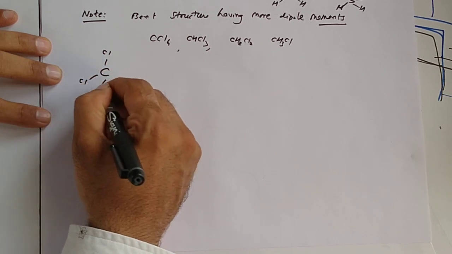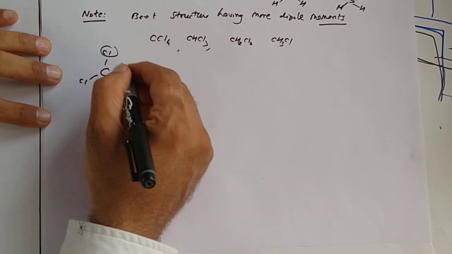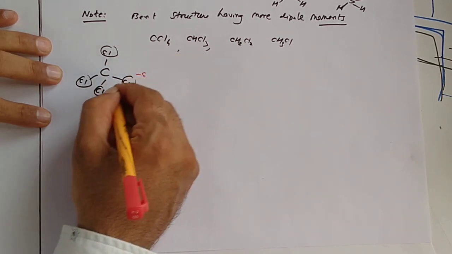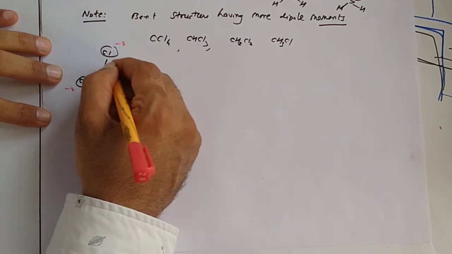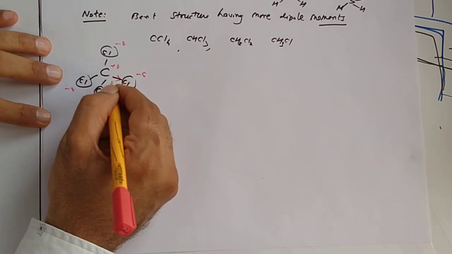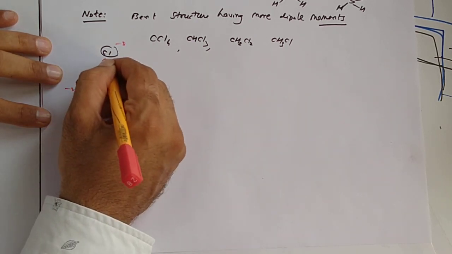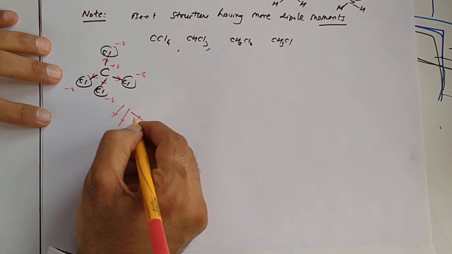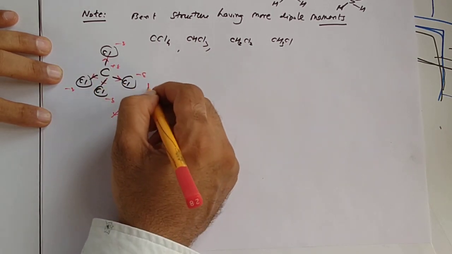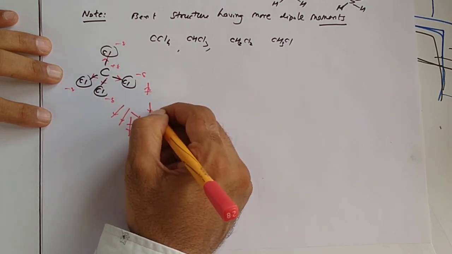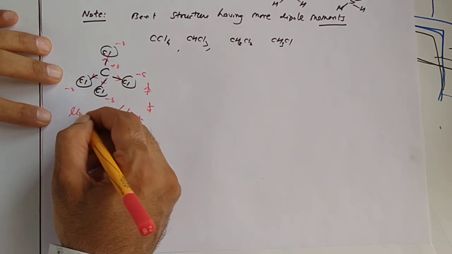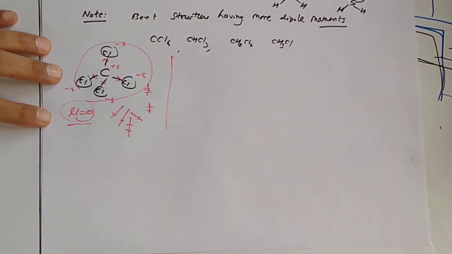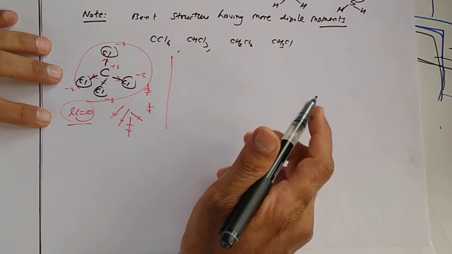In CCl4, 4 chlorines are connected to carbon and the electronegativity of chlorine is higher than carbon. So polarity is toward the chlorine atom, and these three average downward and upward, and the values cancel each other. So this molecule is symmetrical and the dipole moment is 0.